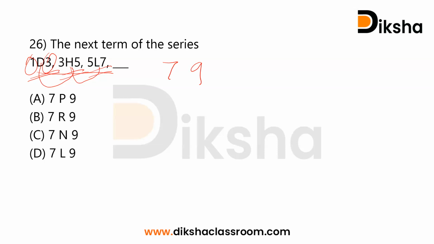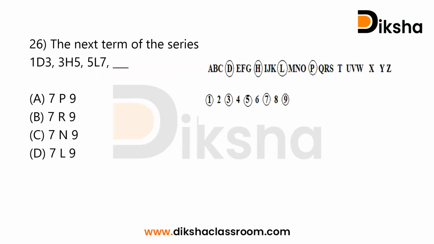Similarly, when we consider the middle term or the letters, we can see that in all cases the fourth alphabet is taken. You can see A, B, C, D, the fourth alphabet is taken in the first case, then the fourth letter H is taken, then the fourth letter L is taken. So now we would have to take the fourth letter, P. Previously we have seen that the numbers will be 7 and 9 and the letter will be P.